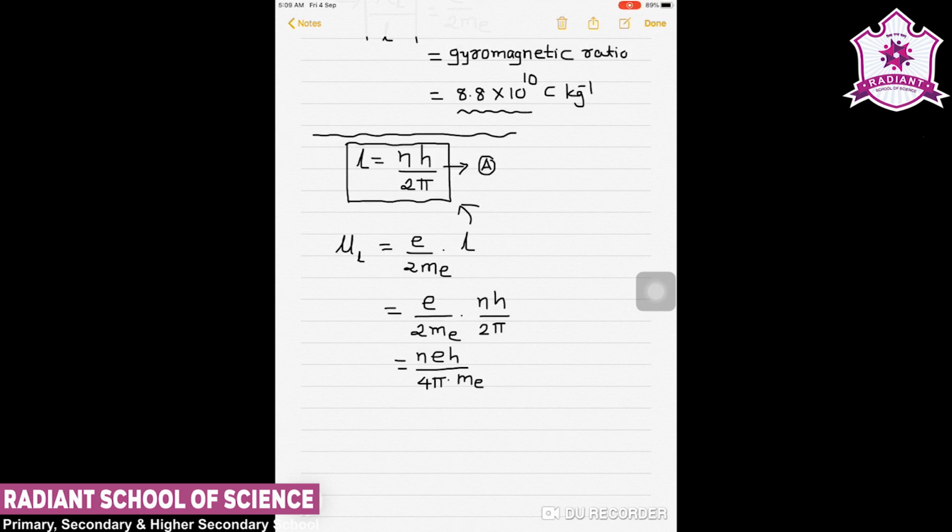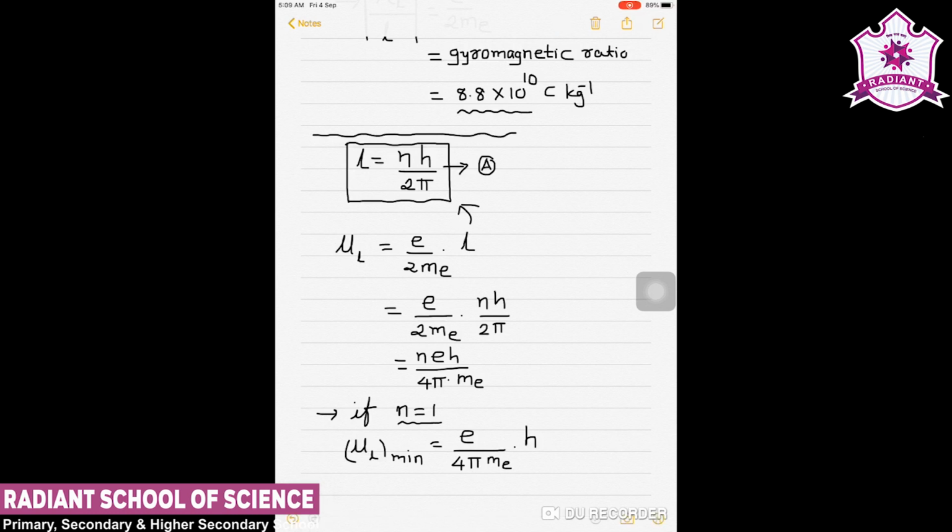Now this equation has a certain minimum value for comparison. If n is 1, which is the minimum value that we can take, the equation will be mu L minimum, that is e upon 4 pi me into h.